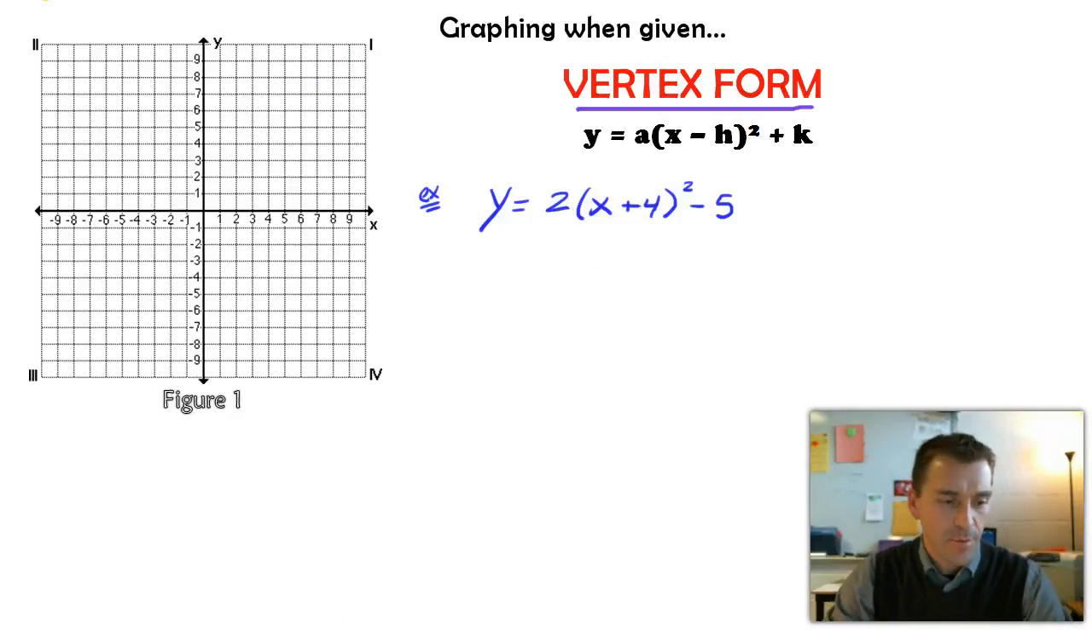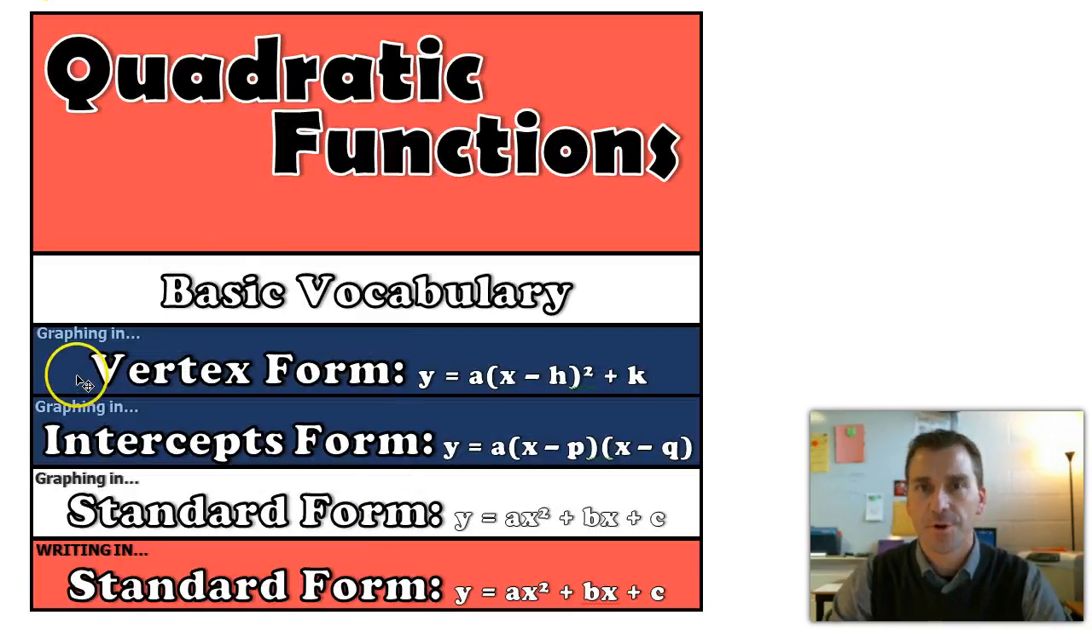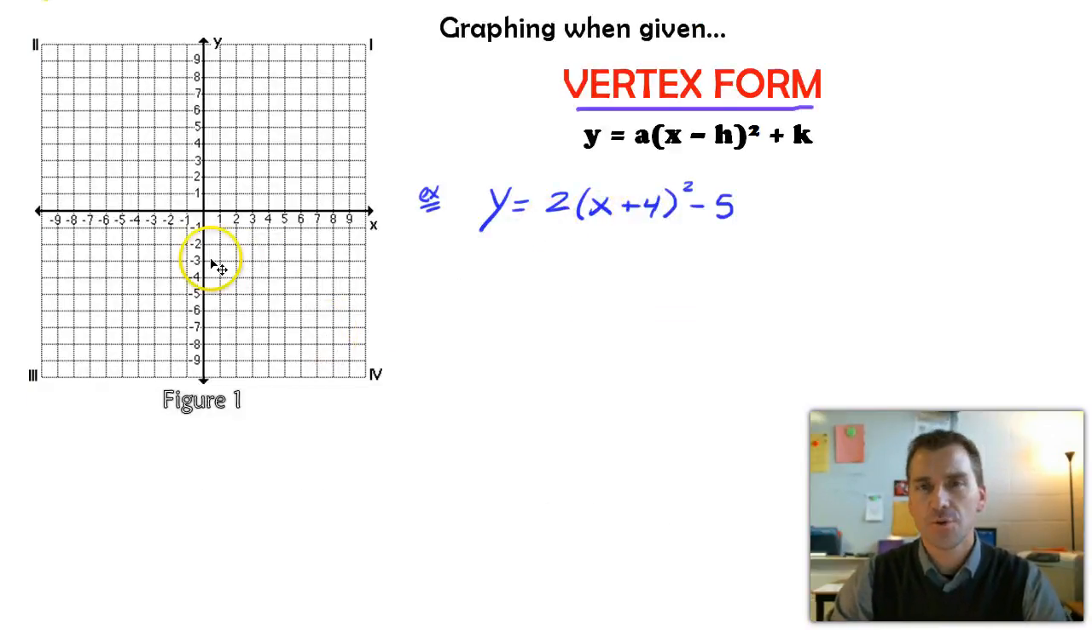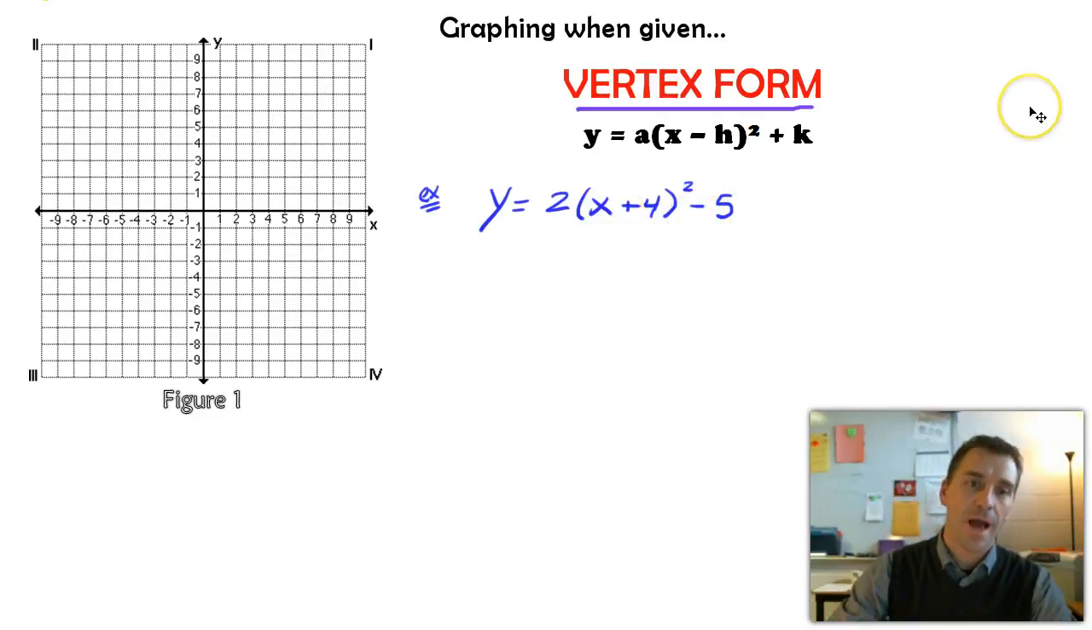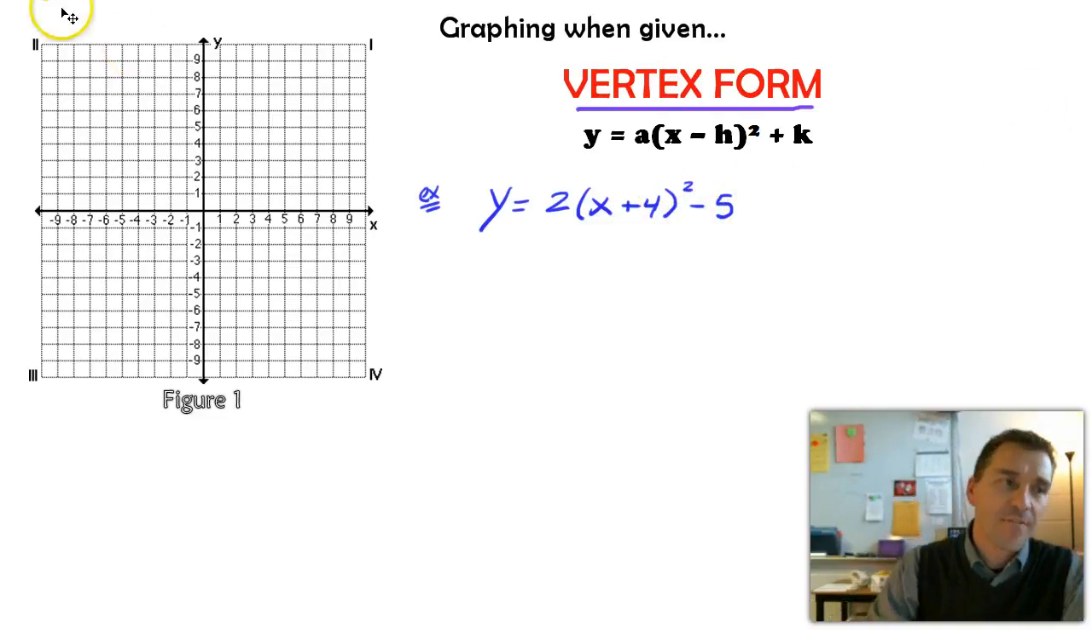So let's do this example, and let's actually go back to your folder here just to make sure we're clear where you're going. Go to this flap that says Vertex form. So let's graph these functions when we're given something in vertex form. So here's your example. You're going to see two coordinate planes. One says figure 1, one says figure 2. We're dealing with figure 1 with this example here. So it's y equals 2 times (x plus 4) squared minus 5. So what I want to do is graph this bad boy.